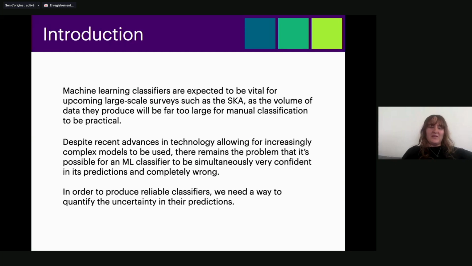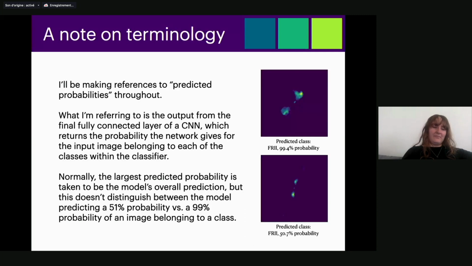While advancements like the widespread use of GPUs have allowed for increasingly deep and complex ML models to become viable, there remains the issue that it's entirely possible for a model to be both very confident and very wrong. Clearly, there's value in being able to quantify the uncertainty in the predictions of a classifier, and an understanding of whether a model's confidence is justified is needed to make sure that it's reliable.